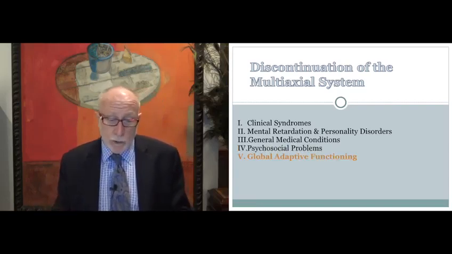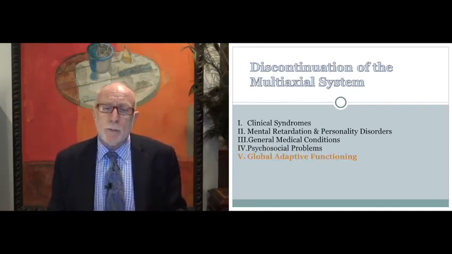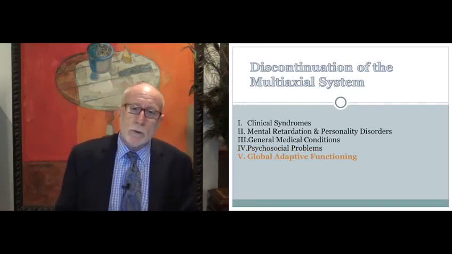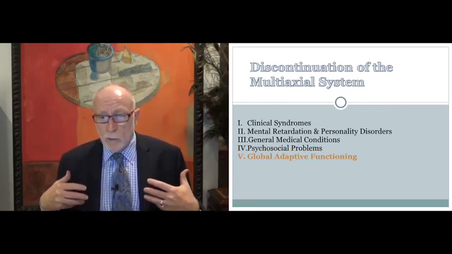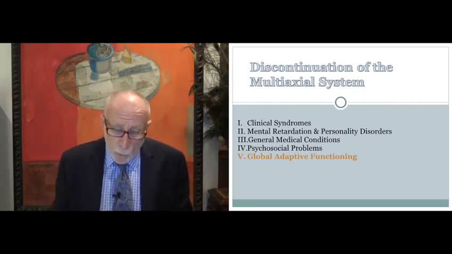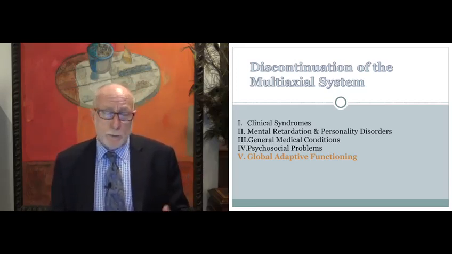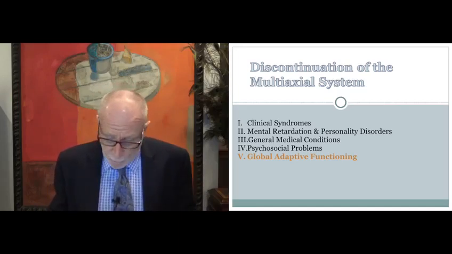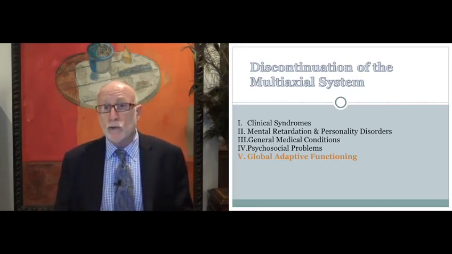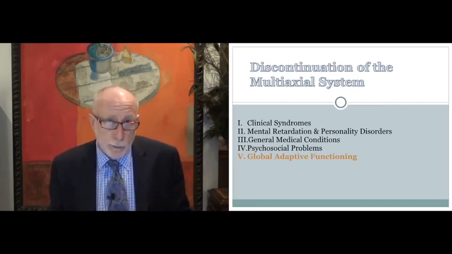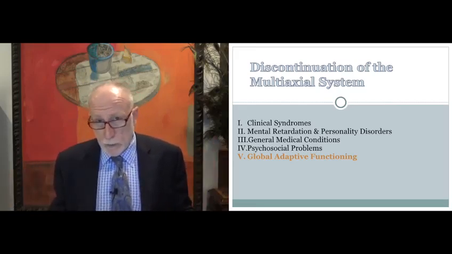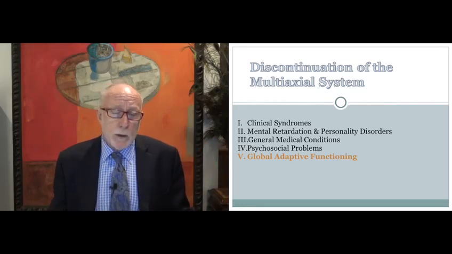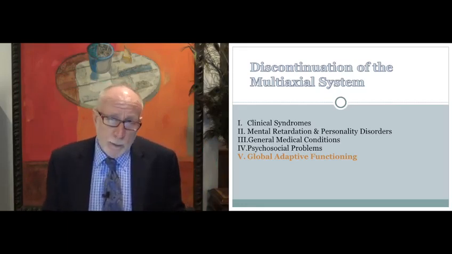Axis 5 was global adaptive functioning, and that was just a simple score, a single score from 0 to 100, indicating your overall level of functioning or capacity. Global adaptive functioning. A 0 would be somebody who was a mass of psychological putridity, melted down into a state of complete decompensation, and 100 would be almost like a Maslowian self-actualized person. There were many problems with the global adaptive functioning scale.